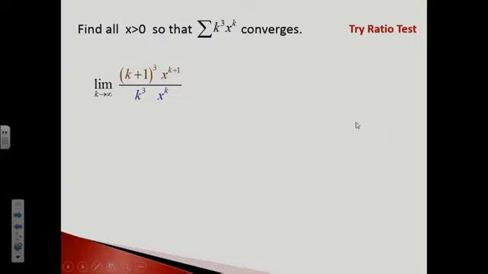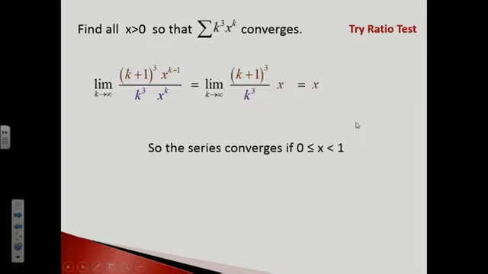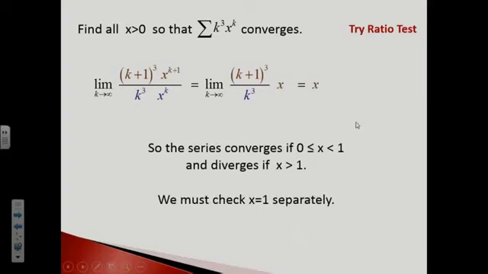The limit of a_(k+1) divided by a_k equals the limit of (k plus 1) cubed multiplied by x to the power of k plus 1, divided by k cubed multiplied by x to the power of k, which equals x. So the given series converges if x is less than 1, and diverges if x is greater than 1. When x equals 1, the ratio test is inconclusive, so we must check this case separately.